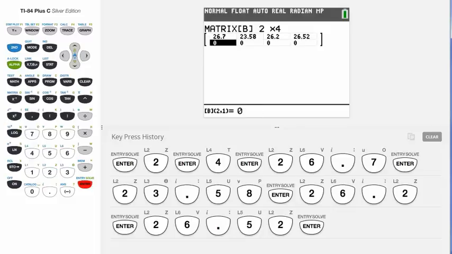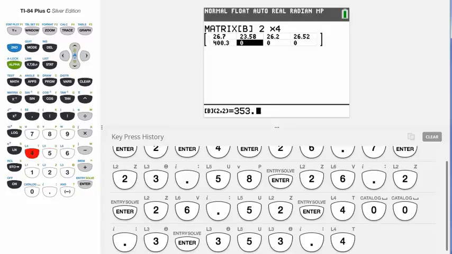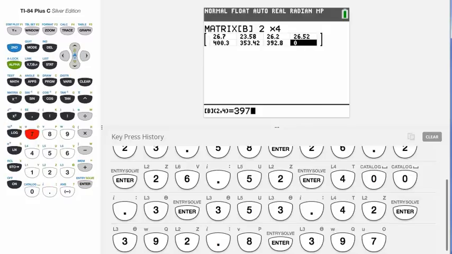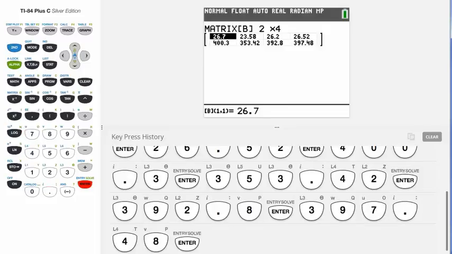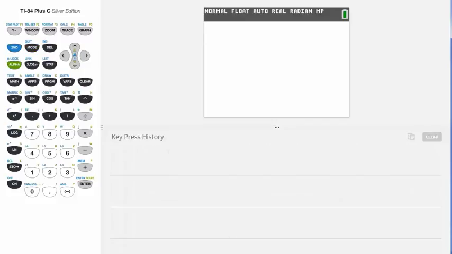Now I want to type in the row no diabetes: 400.3, enter, 353.42, enter, 392.8, enter, 397.48, enter. Second, quit gets me back to my main screen. Now I can find chi-squared.